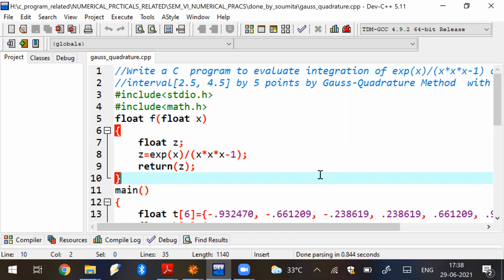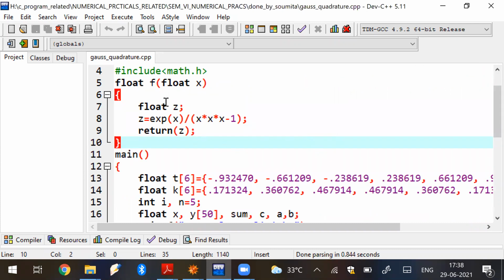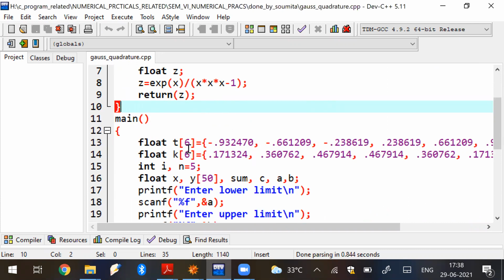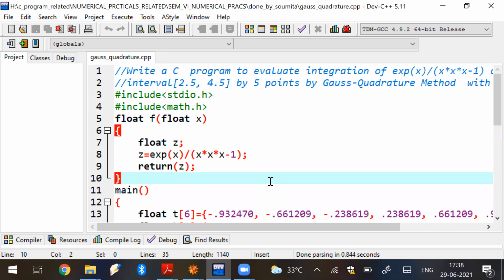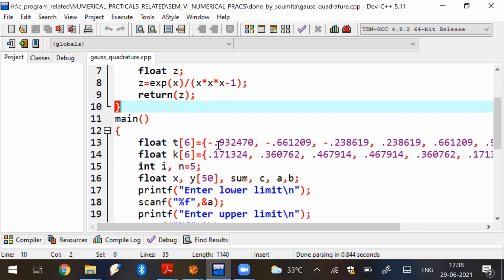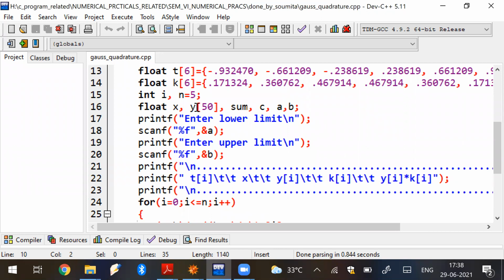Okay, so here we are giving a sub function, an auxiliary function, that is the function exponential x by x cube minus 1. Okay, and then starts the main function where this set of values will be provided, as I said, t6 and k6. Here in 5 points, t6 will be given starting from 0 up to 5. So 6 t6 values are placed in this array and k6 is placed in this array. Okay, and then x and y we are taking here, and some variables like a, b, which we need, we have just declared.